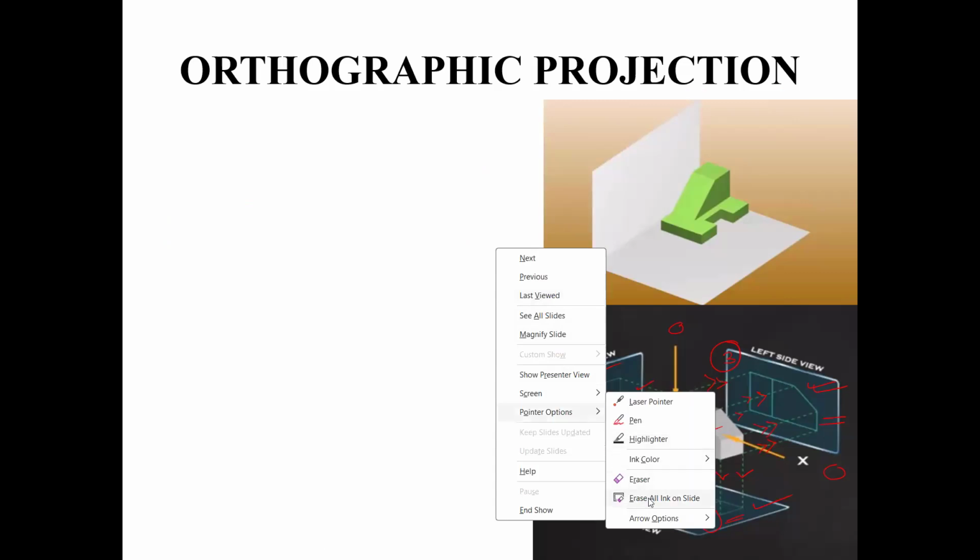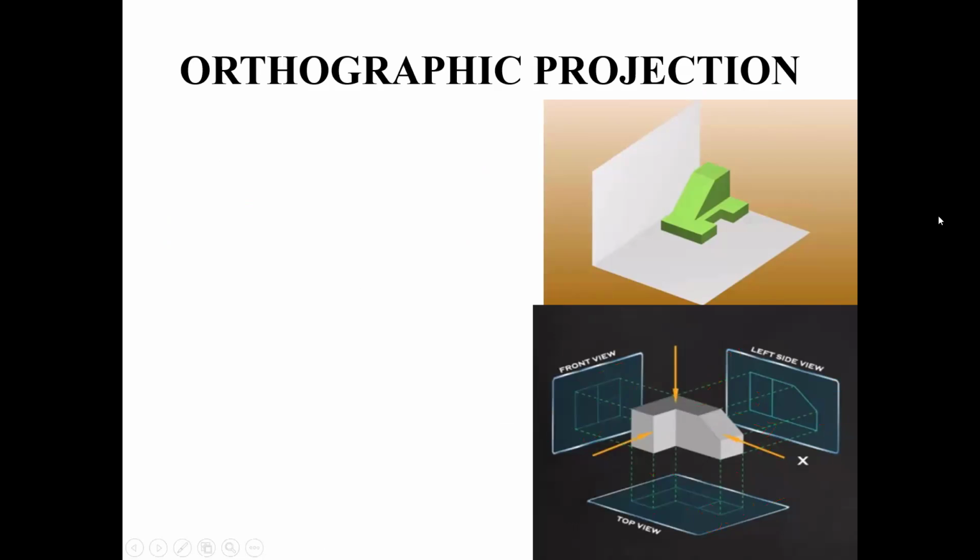Let me erase all the ink from this slide. The content of this slide you will see later. First, let me write something here. There can be different types of orthographic views. I am writing their names first. First, take a look at the names of the different possible orthographic views and also the planes of projection which contain these views.